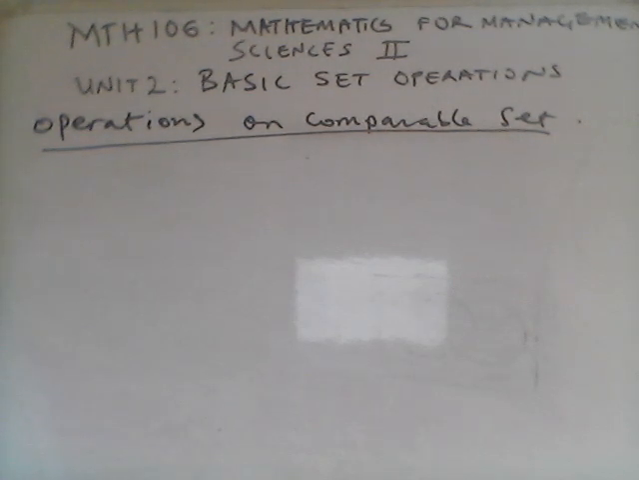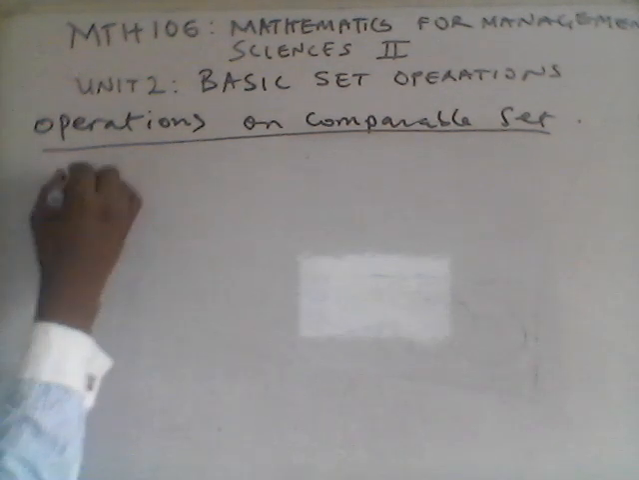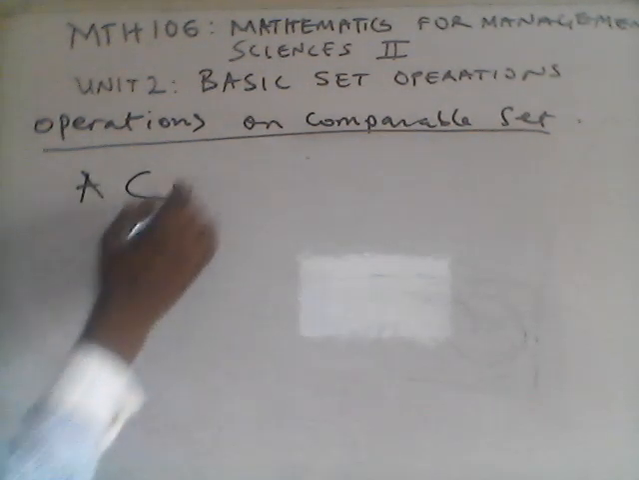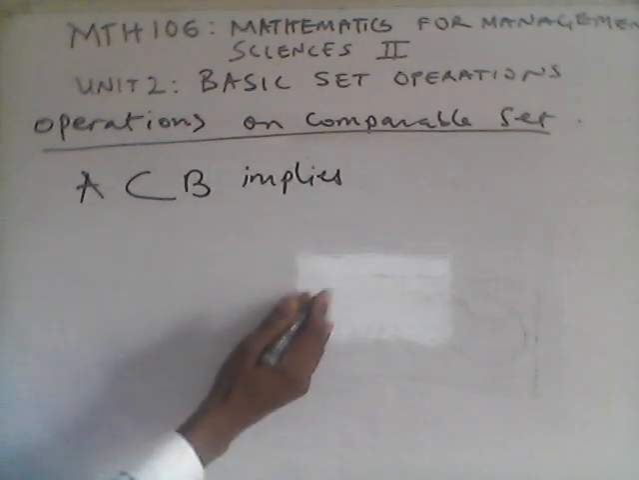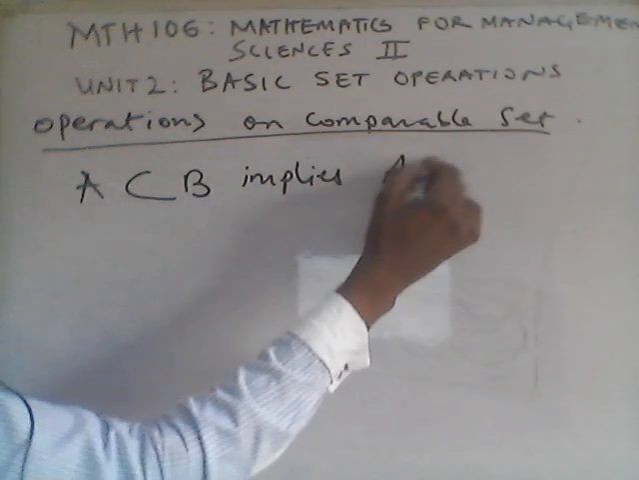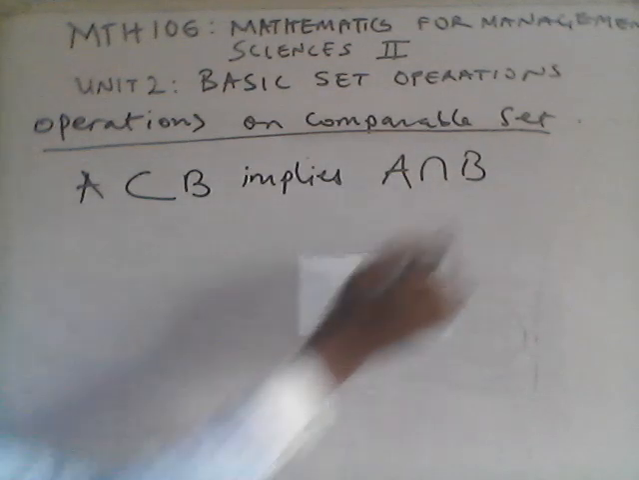The following theorems can be proved. Number one, let A be a subset of B. Then the intersection of A and B is precisely A. That is, A is a subset of B implies A intersect B is equal to A.